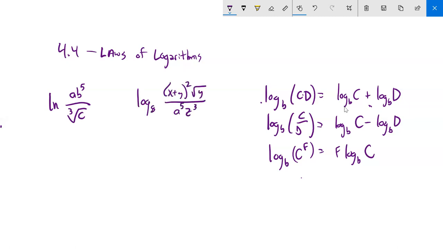All right, two more to expand. So I have natural log. Natural log is just log base e, so all these same rules apply. So notice I have natural log of a times b to the 5th divided by the cube root of c. And so I have two terms here that are multiplied together and one term that's divided. So this term that's divided, that piece is going to be subtracted. The other pieces will be added. So let me break it up, what I have so far: natural log of a plus natural log of b to the 5th minus natural log of the cube root of c.